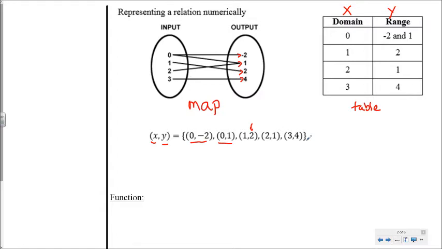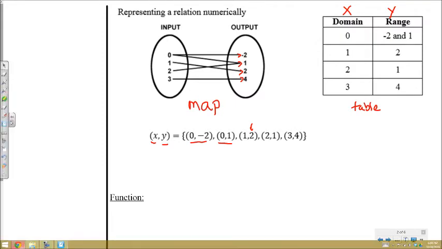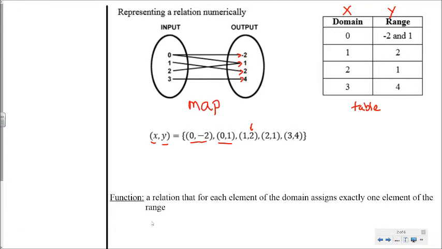Now, a special kind of relation that we're going to focus on is actually a function. What makes a function different is that it's a relation that assigns only one output. So if it's a function, it has only one output for each given input. Notice that my relation depicted above is not a function because for the value 0, I get two different outputs. So this relation is not a function.